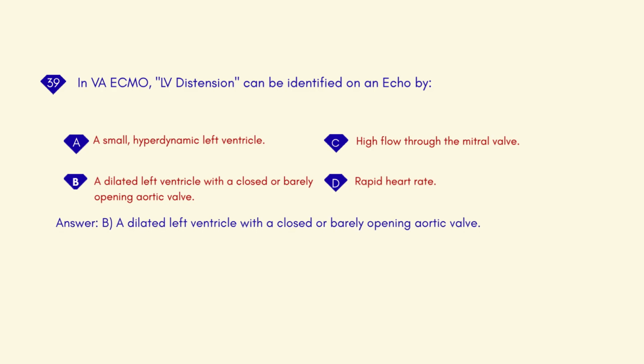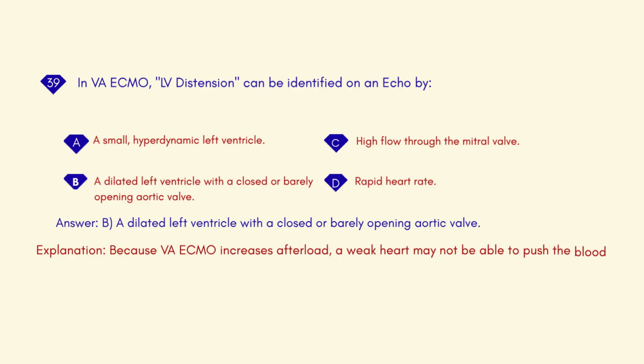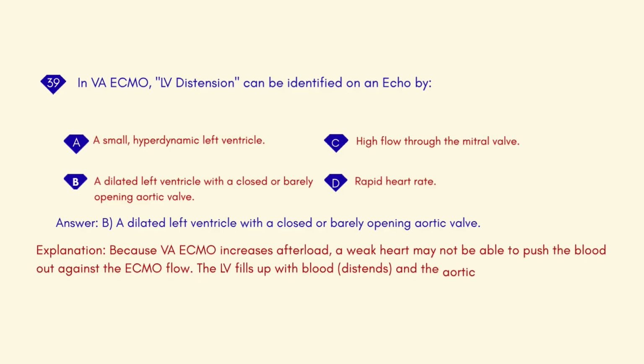A dilated left ventricle with a closed or barely opening aortic valve. Explanation: because VA ECMO increases afterload, a weak heart may not be able to push the blood out against the ECMO flow. The LV fills up with blood, distends, and the aortic valve stays shut, which can lead to pulmonary edema.